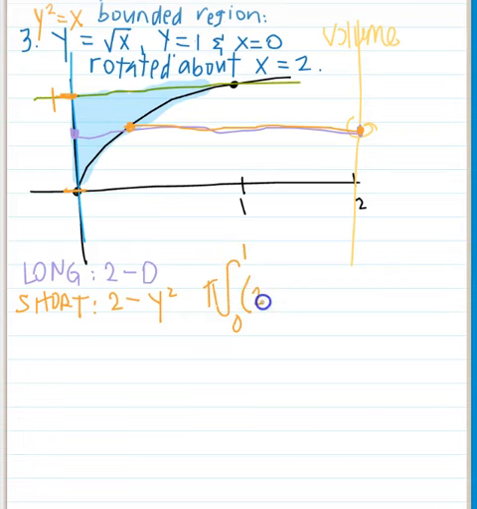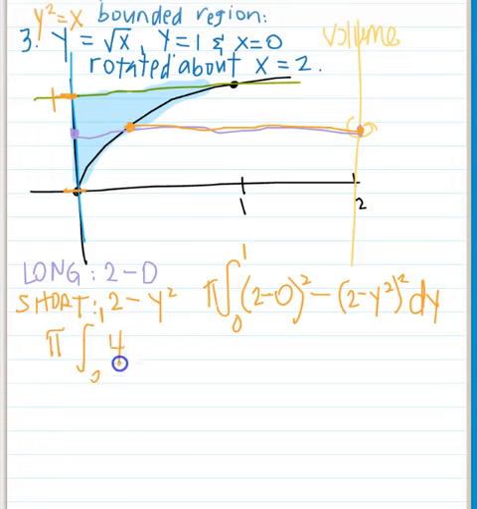And it'll be the long radius plus, oh, not plus, just kidding. Long radius minus the short radius. And then thickness is dy. So I can simplify a bit. I get 2 squared is 4. And then FOIL that out. I get 4 minus 4y squared plus y to the 4th dy.